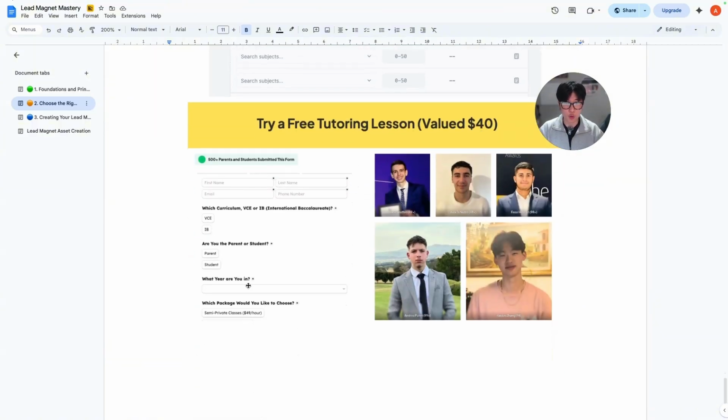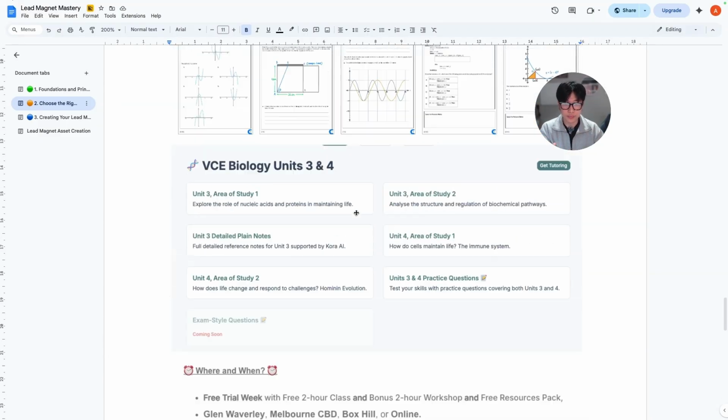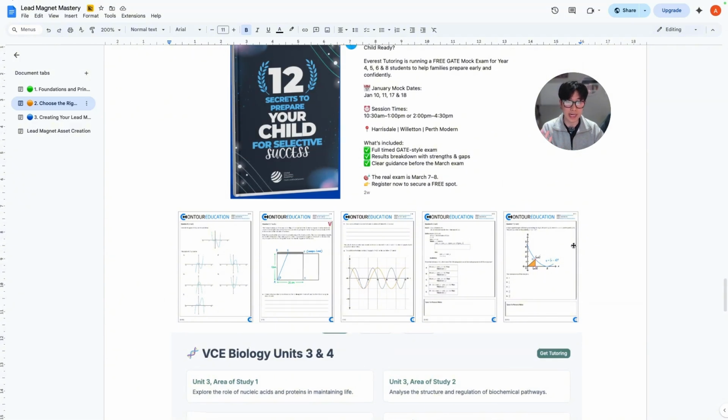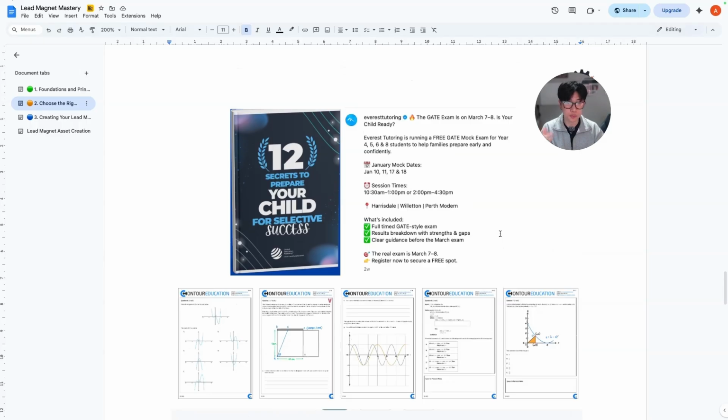You can also have a form alongside a free tutoring lesson where they provide the details and then they can sign up for one. And what I really liked about this one is the value that they put at the top. If you always tie it to a time or a value in terms of monetary figures, that also really does really well. So for example, in this one, you can do a free practice exam worth $100 built by a 99.95 ATAR student, for example.